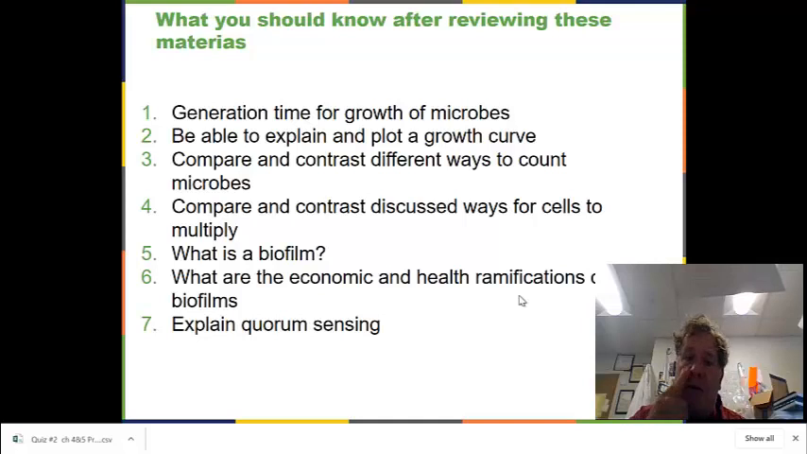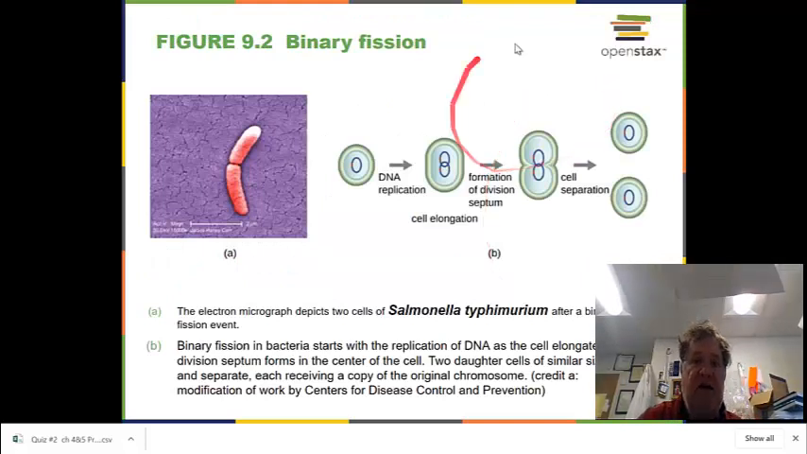What you should know after reviewing this material is the generation time of microorganisms, and be able to explain and plot a growth curve. You want to compare and contrast different ways to count microbes, and discuss how cells multiply. You need to talk about what a biofilm is, what the economic and health ramifications of biofilms are, and explain quorum sensing. Quorum sensing is a lot like a group of people together saying, okay, let's all do one thing at once. Bacteria can actually do that as well.